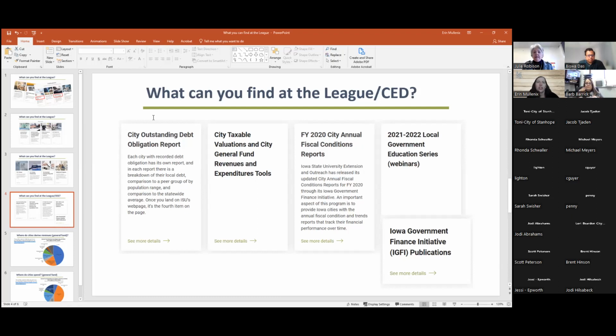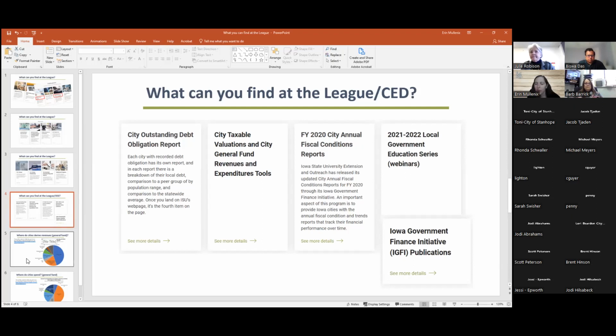So there are pages on debt. There are pages that look at individual cities compared to peer populations and compared to the state, related to their valuations and general fund revenues and expenditures. The annual report is in conjunction with the Iowa Government Finance Initiative. I think this was going to talk about the IGFI reports. And then today you're here talking with us at our webinar series.